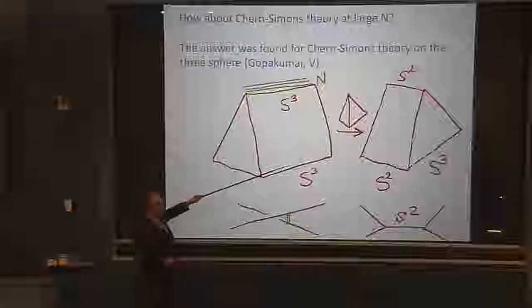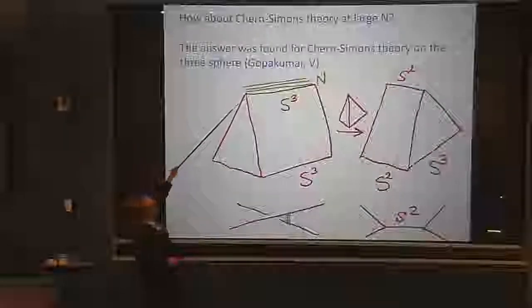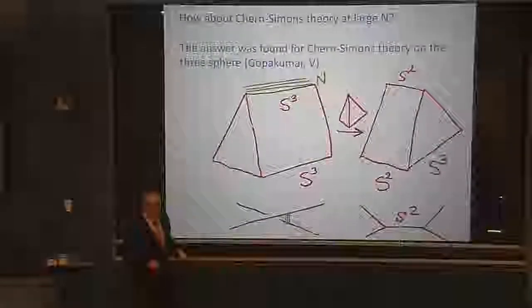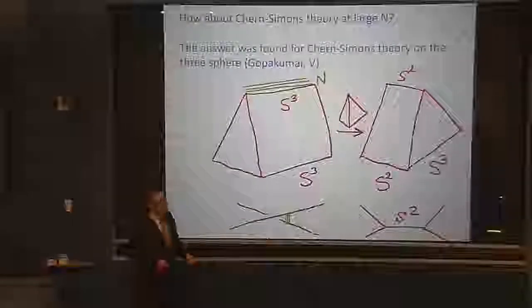The cotangent of S3 has a boundary, which is S3 times S2, the cone over it, except that at the apex of the cone, instead of having a point, you have S3. So you wrap N D-branes around the S3. This is just the geometry of the cotangent of S3.